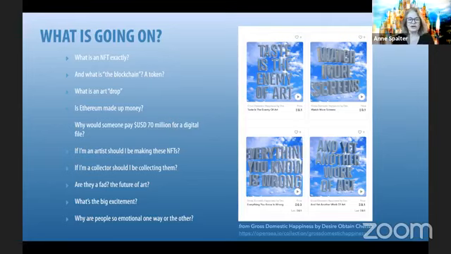Is this the future, or is this something that I should be avoiding like the plague? If I'm an art collector, do I need to understand this? Should I be collecting these? If I don't collect them now, will they go up in value and I won't be able to afford them? What is the big excitement? And something I'm very interested in as a collector of digital art in general, why are people so emotional about this one way or the other?